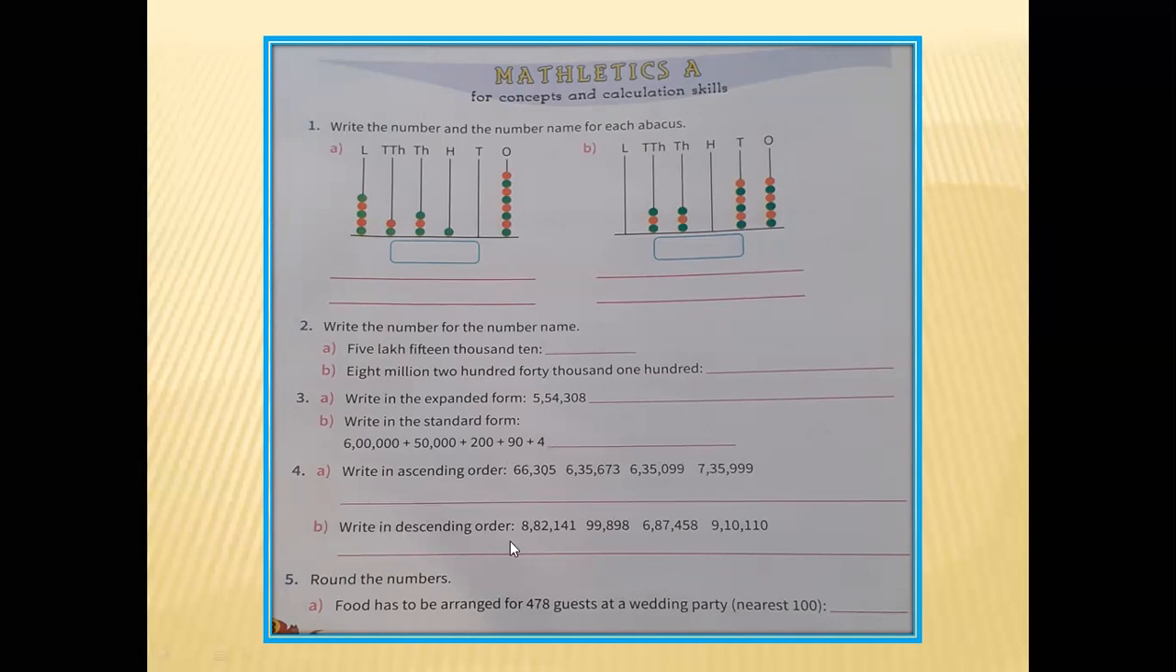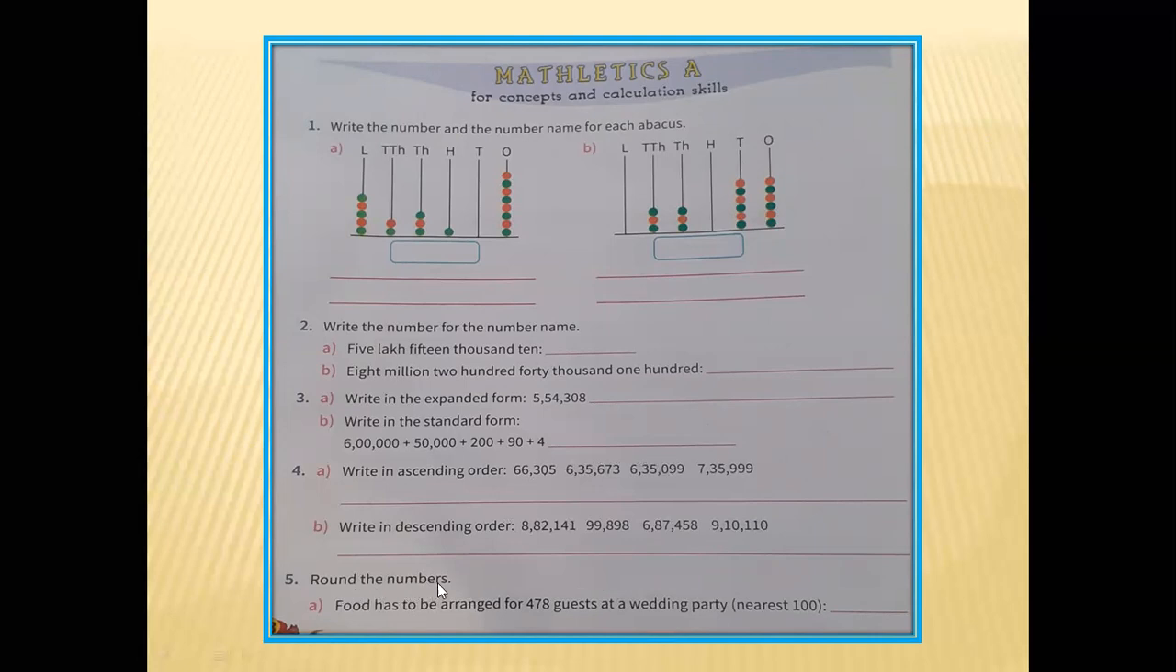Next one, descending order. Descending order means biggest number to smallest number. 8,82,141, 99,898, 6,87,458, 9,10,110. First you have to arrange these numbers from the biggest number to the smallest number. Like this you have to write for ascending and descending order.